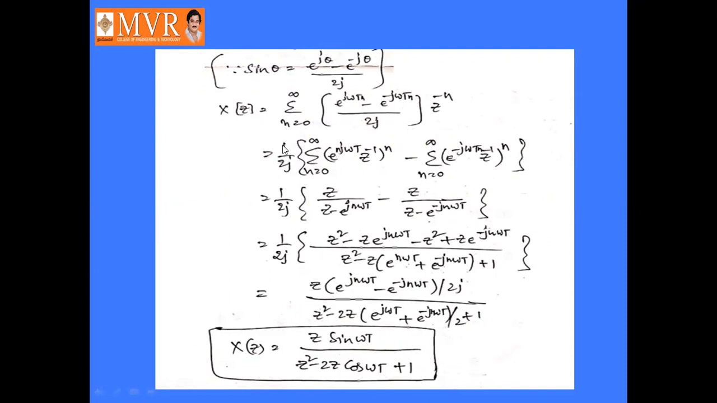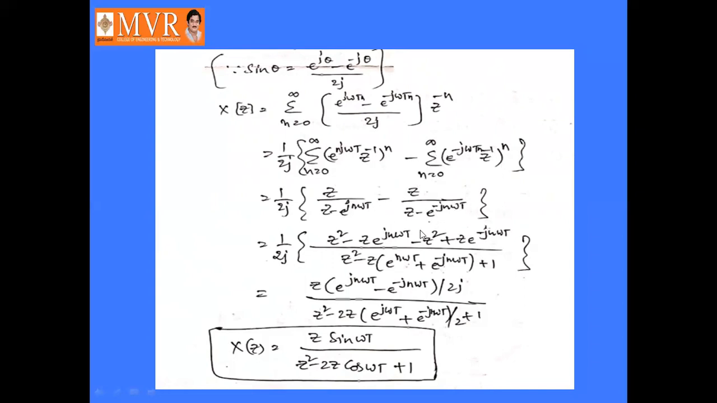Or we can write this as 1 by 2j into sigma n equal to 0 to infinity e power j n omega t into z power minus 1 whole power n minus sigma n equal to 0 to infinity e power minus j omega tn into z power minus 1 whole power n, right? It is equal to 1 by 2j into z by z minus e power j n omega t minus z by z minus e power minus j n omega t.